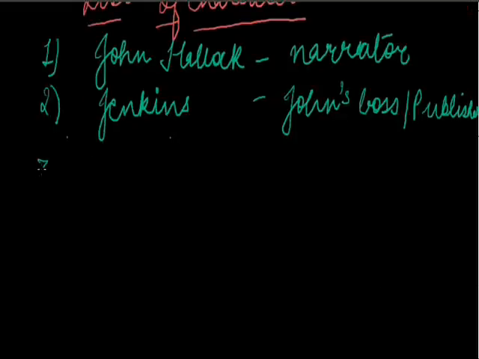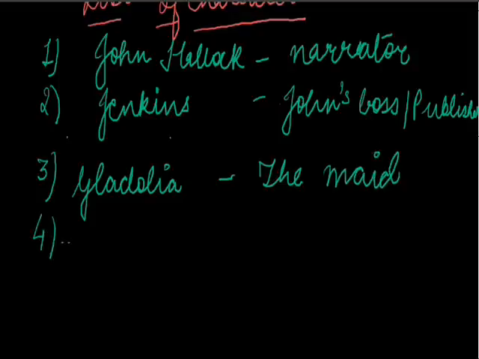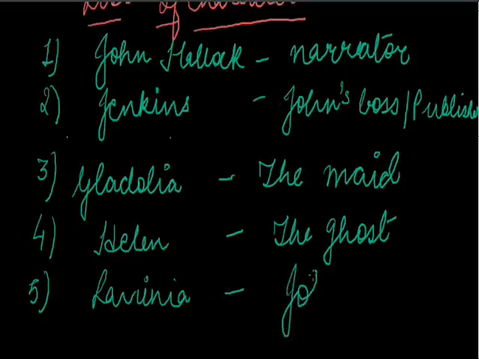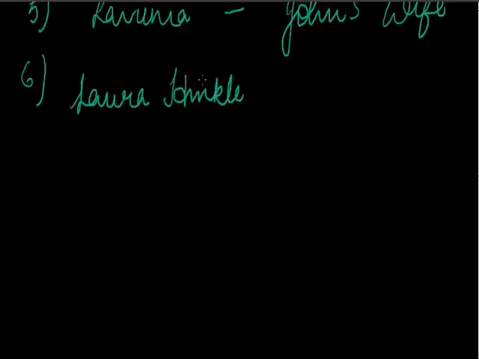Third character is Gladolia. She is John's maid. Next is Helen, the ghost. Next is Lavinia. She is John's wife. Next is Laura Hinkle. She is Lavinia's friend.